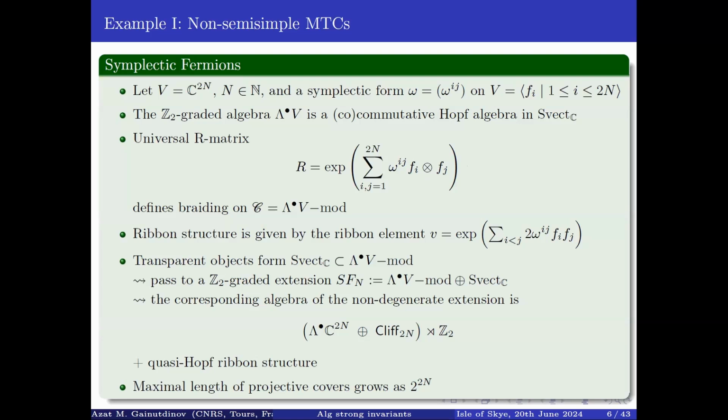How do you swap them? You first act by this R matrix, and then you use swapping in Vect, so it will be with a sign. The ribbon structure is now given by the action of the so-called ribbon element. On every object, on every representation, you act by this exponent, where you sum over i less than j of omega_ij, e_i e_j.